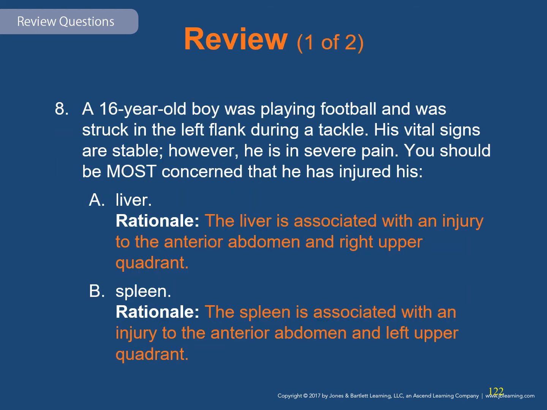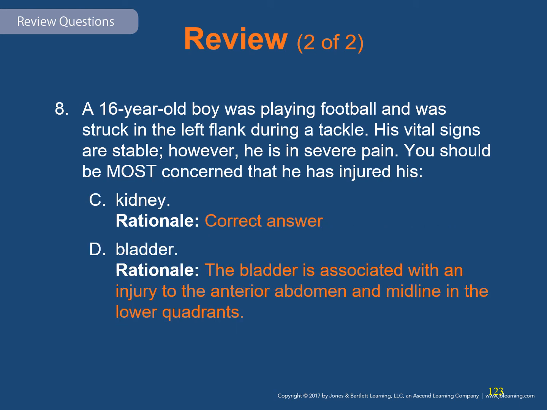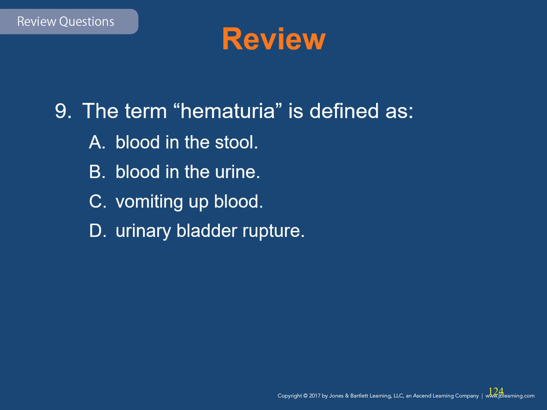A. The liver is associated with an injury to the anterior abdomen and right upper quadrant. B. Spleen is also associated with an injury to the anterior abdomen and left upper quadrant. C is the correct answer. D. The bladder is associated with injury to the anterior abdomen and midline in the lower quadrants.